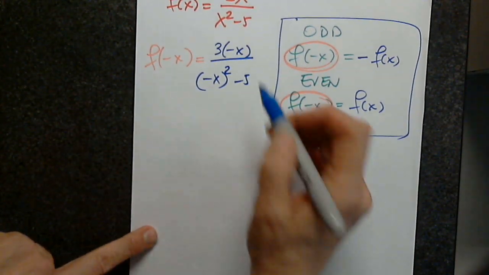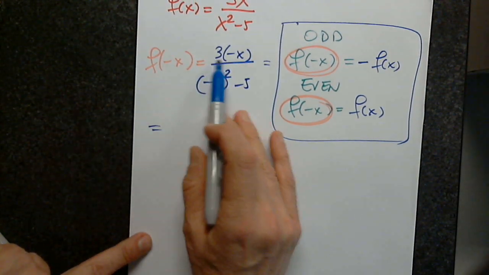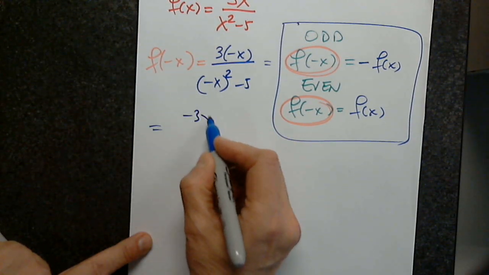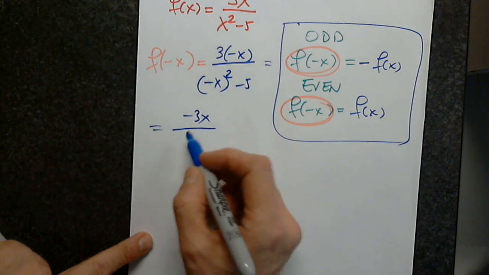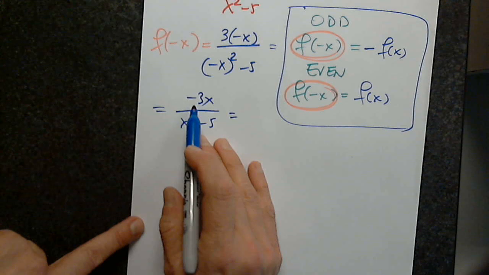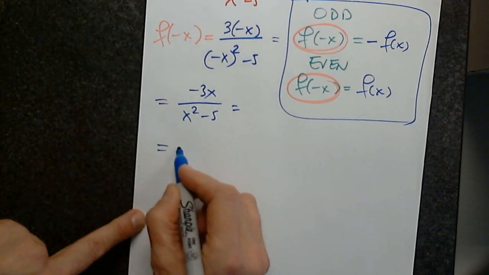Thank you, Rachel. So now I perform and simplify to the most. How much is 3 times negative x? Negative 3x. Very good. How much is negative x squared? x squared, minus 5. Remember what we do with the minus, either from the top or from the bottom. In this case, from the top. I can put it in front.